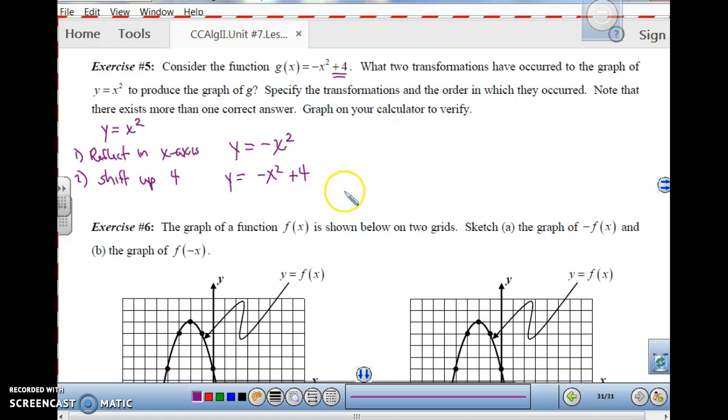All right, is this the only way that we could have done this one? No. What if we tried it another way? So we started out with y equals x squared. We want this to be negative x squared plus 4. So what if we did a shift first? But with the negative on here, we know we're going to have to reflect in the x-axis eventually. So if I did the shift first, what way would I have to shift if I'm going to negate the whole thing? Well, what if I shifted down 4?